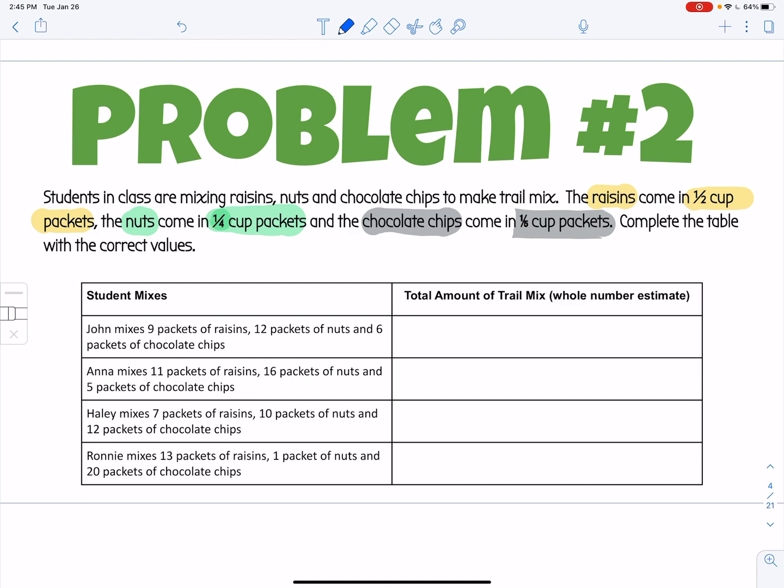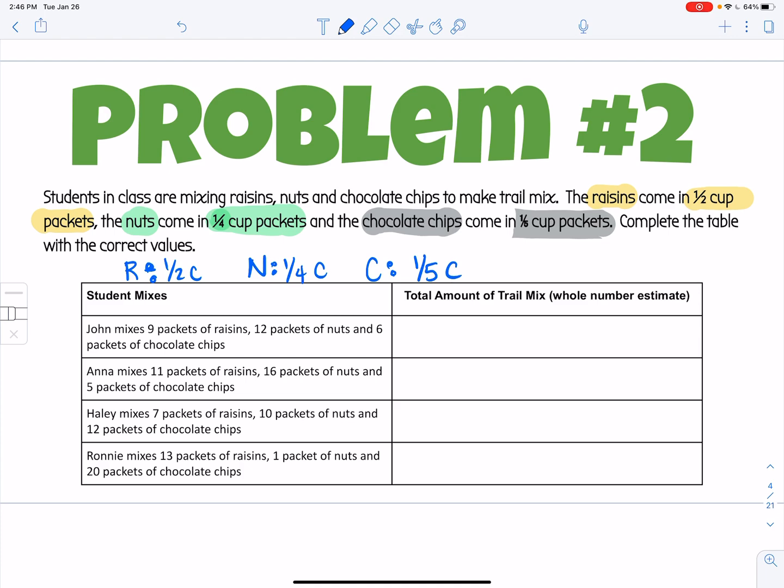So I have to start thinking about how John is going to mix his, and Anna is going to mix hers, Haley, and Ronnie. So I'm going to write this down a little easier. So raisins, 1/2 cup. Nuts, 1/4 cup. I'm going to change these to dots because I don't want people to think it's negative. And then chocolate chips are 1/5 cup. All right, so let's talk about John.